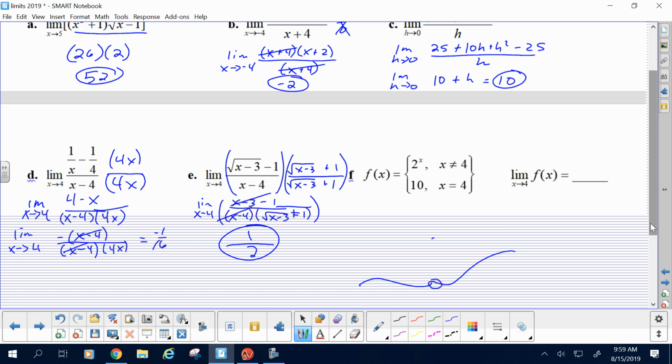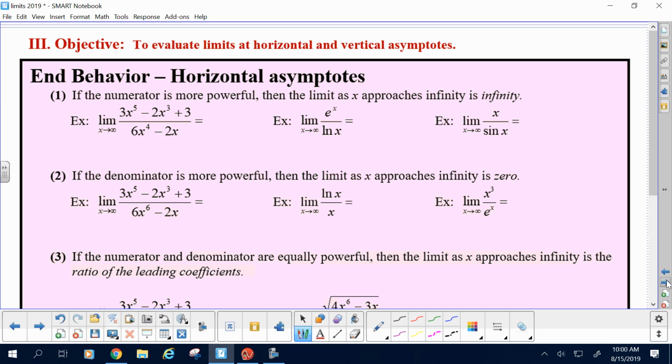I don't care. In terms of the limit and from the left and the right, we're using this function each time. So we're really just saying, forget the 10 in this case. That's a problem for continuity tomorrow. For now, just focus on 2 to the x, which approaches 16.